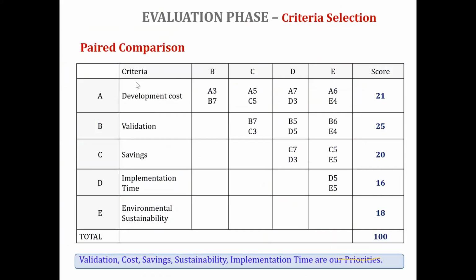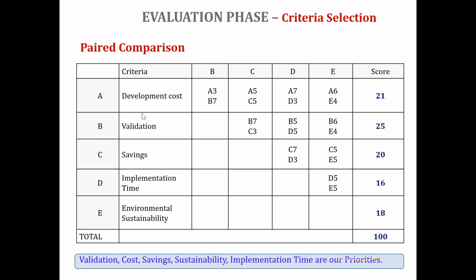But before going to the decision matrix, you need to pair the ideas with respect to different parameters. Okay, for this project, the cost, validation, savings, implementation time, and environmental sustainability is taken as a parameter. Different products will have different parameters. Sometimes manufacturing also can be taken. Sometimes you can create ideas, but at the same time, you cannot do the manufacturing for the ideas whatever you have created. In that case, the criteria may be different.